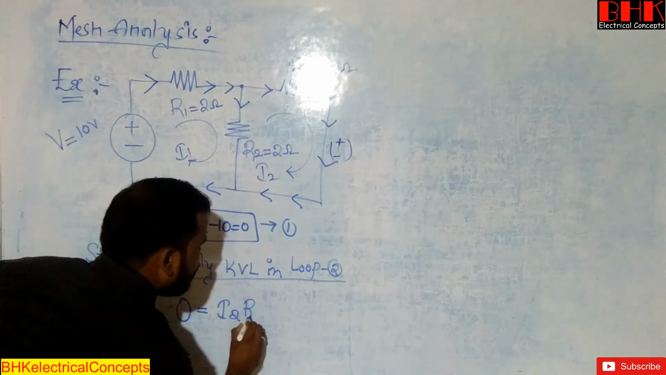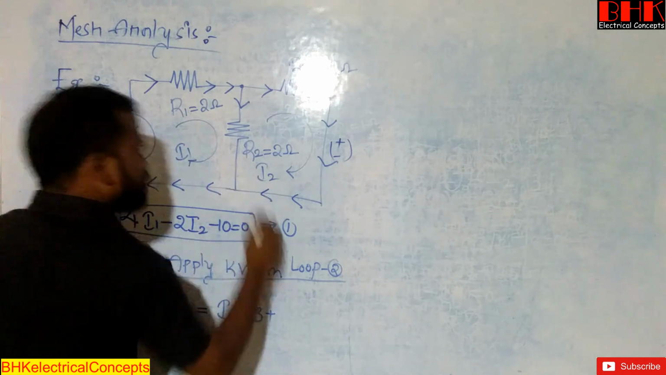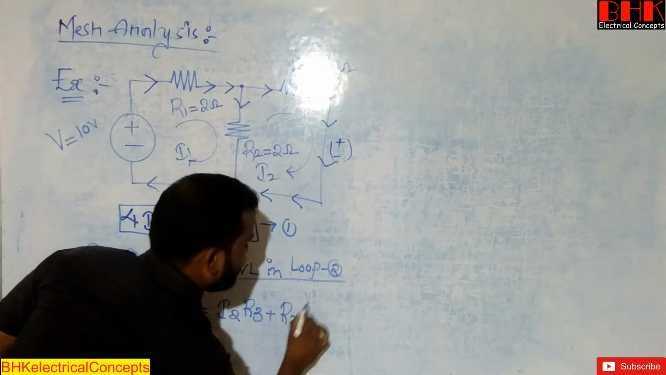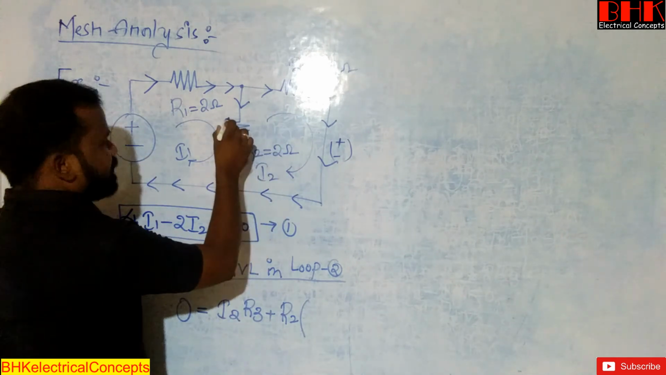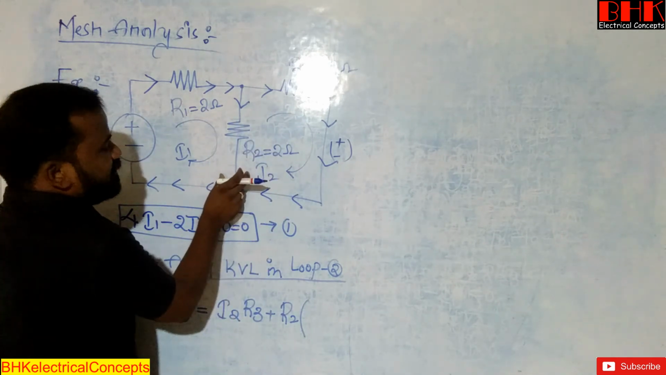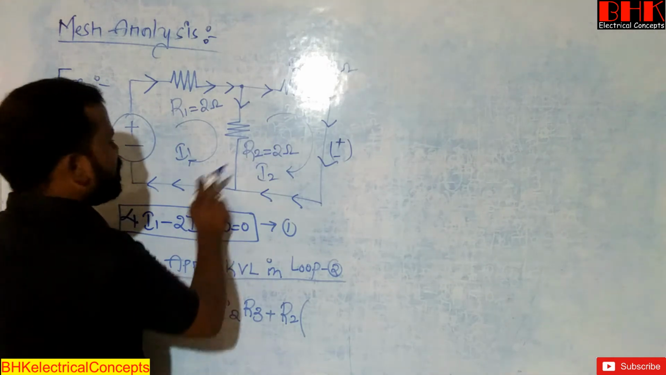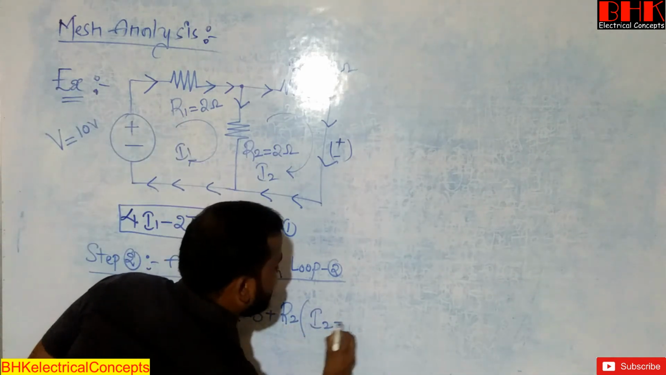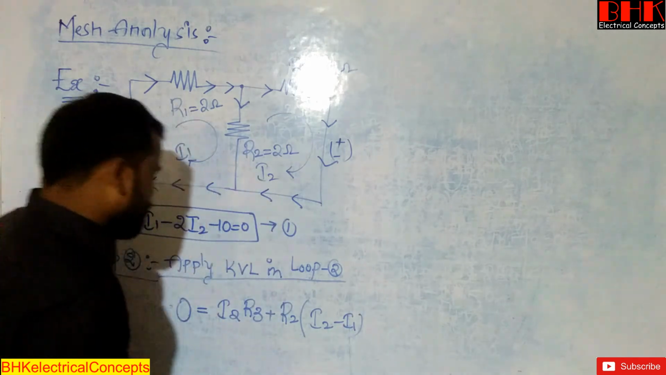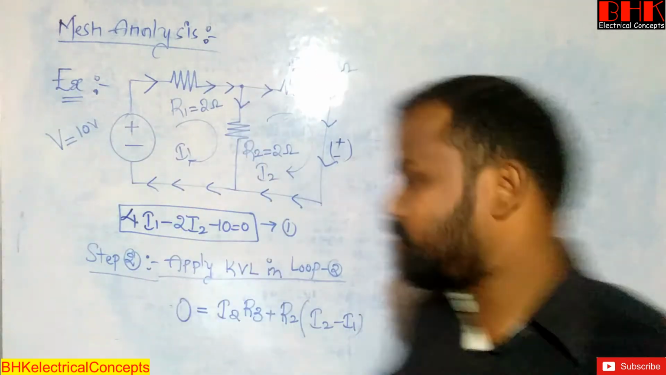I2 into R3 plus R2 is a mutual resistance, so R2 into, again the same. This current is going upwards, this current is coming downwards. It means there is a difference. Yes or no? Here we are talking about loop 2, that's why I2 minus I1. Clear? Now simplify.